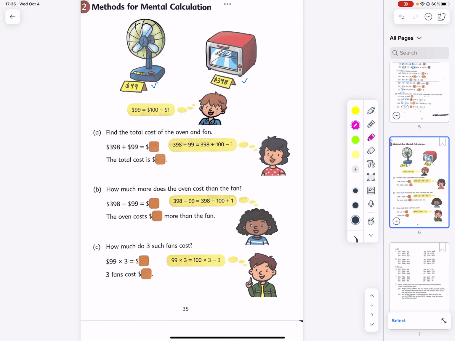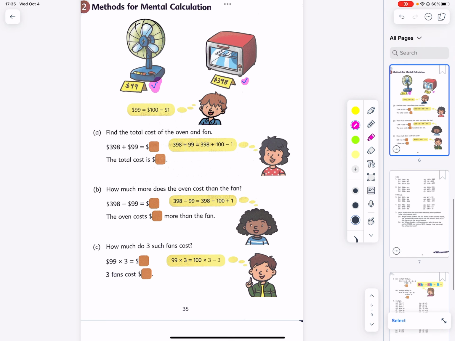The problem is presenting two objects, a fan that costs $99 and a toaster oven that costs $398. These are very common price points in stores. The three questions that follow ask: find the total cost of oven and fan. Question B, how much more does the oven cost than a fan? And finally, how much do three such fans cost?